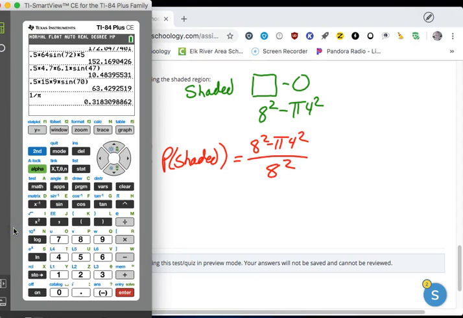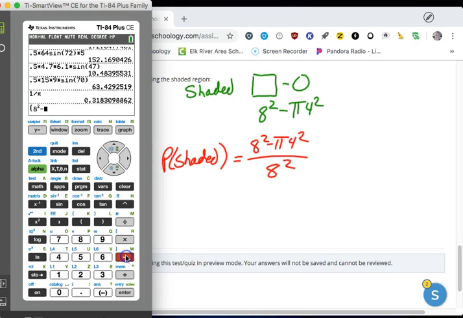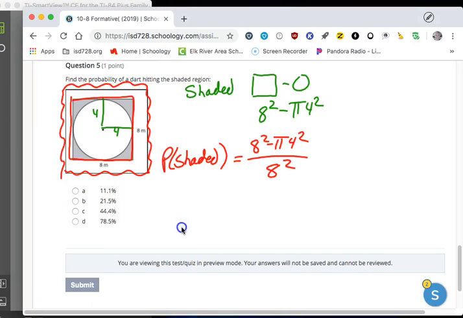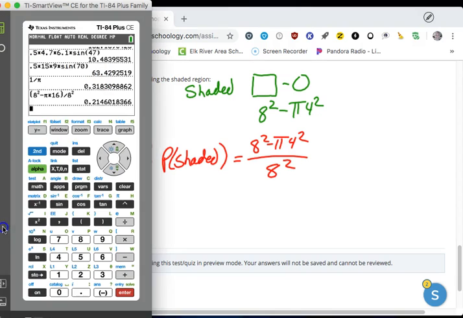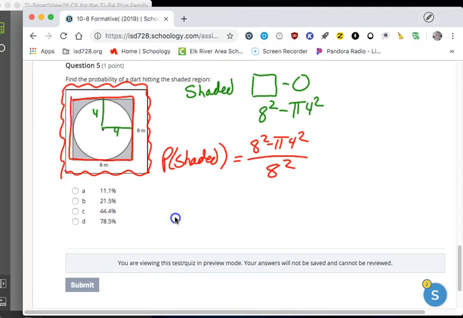So take my calculator. I'm going to take 8 squared minus pi times 16 divided by 8 squared. That's going to give me 0.21. And I've got to do percent, and it's 21.5%. This is going to be 0.215, and it's equal to 21.5% if I move my decimal. So that's where I am here.